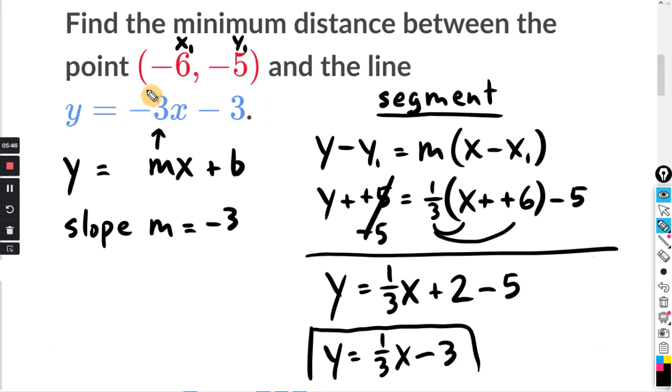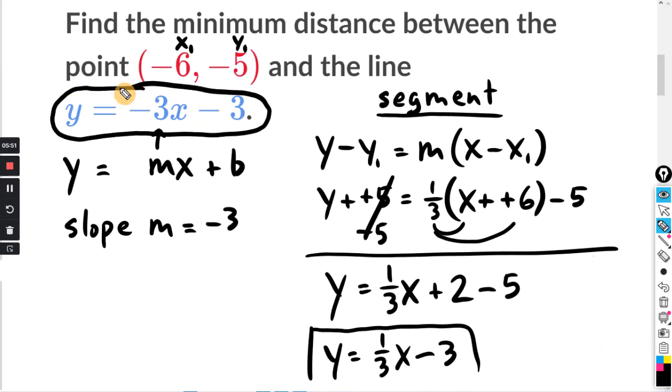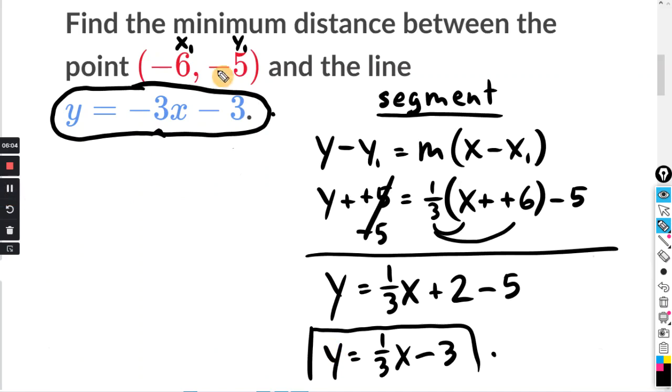And this is the equation of the original line. So if we want to see where these two lines intersect, we want to set them equal to each other. So we're basically going to be doing y equals y. To find out the other point where they meet, I'm going to set y equal to y. This is y right here, -3x minus 3. And this is y right here, 1/3 x minus 3.